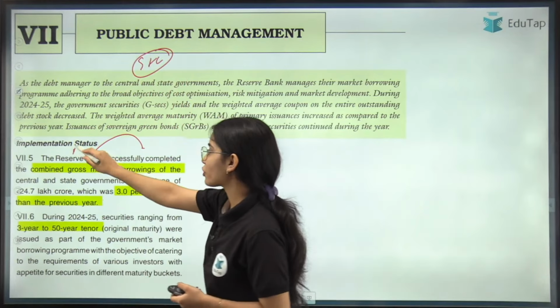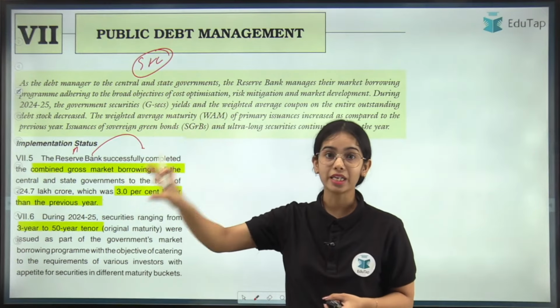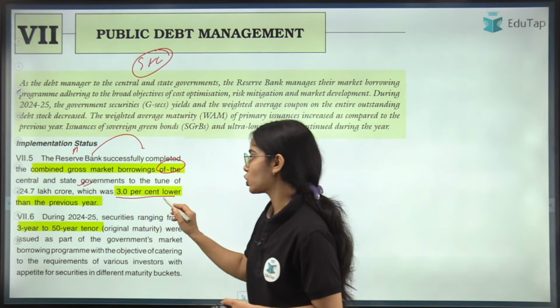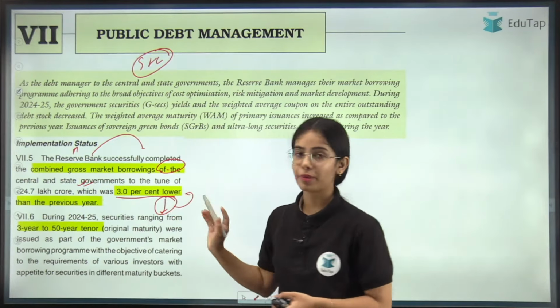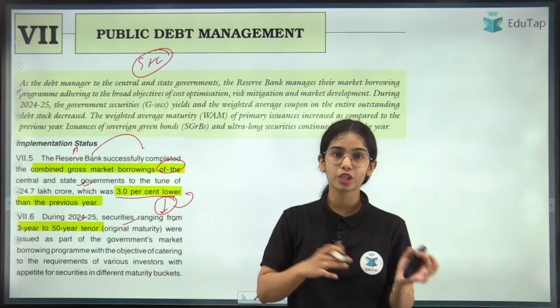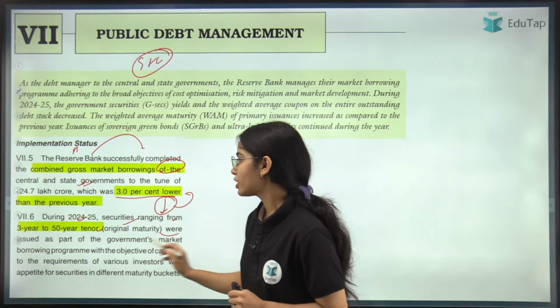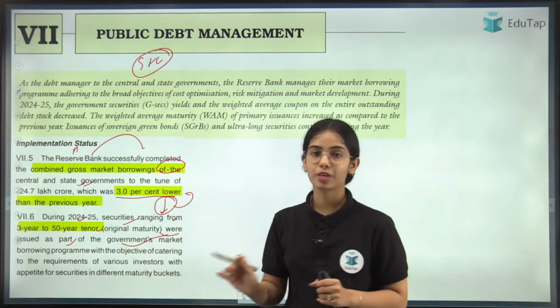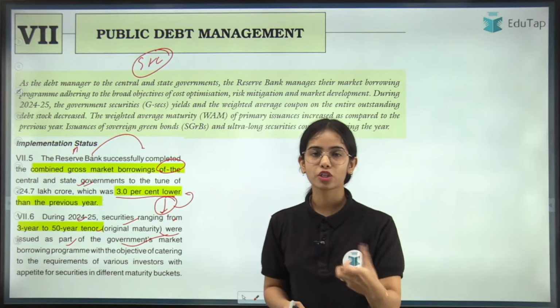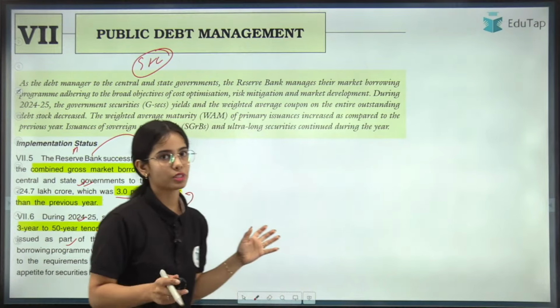The Reserve Bank of India has successfully completed the combined gross market borrowings of the central and state governments, but it is lower by 3% as compared to the previous year. During 2024-25, securities ranging from 3-year to 50-year tenure were issued as part of the government's market borrowing program. So major focus was given to 3-year to 50-year dated securities, that are long-term securities.